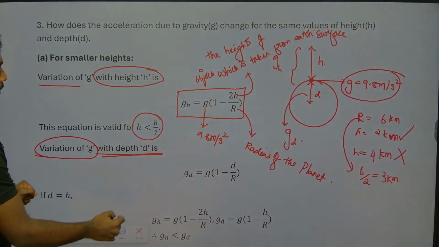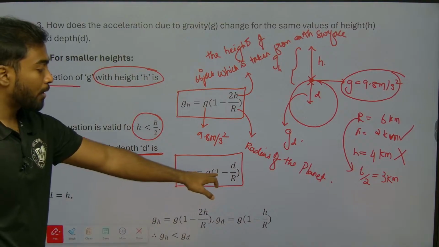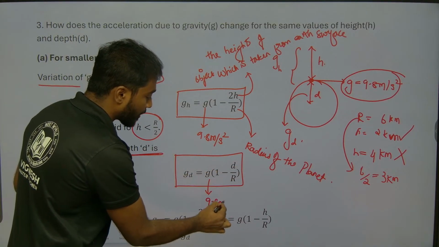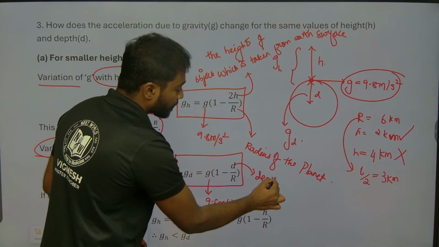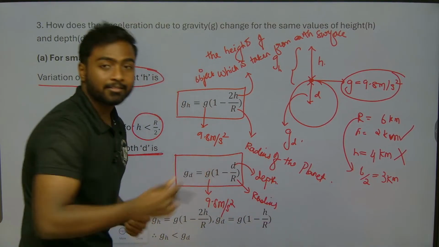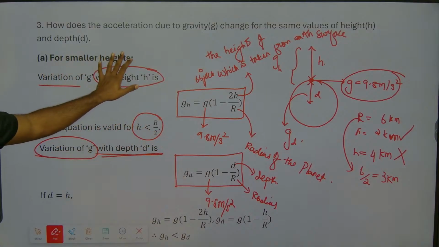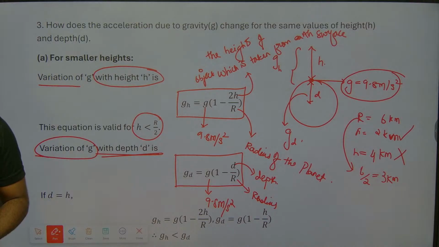Now variation of g with depth d. Gravity at depth d will be nothing but g into 1 minus d by r, where this g is nothing but 9.8 meter per second square only, and d is nothing but the depth, and r is the radius. Okay, this is about the first point, smaller height and smaller depth, okay. Yes, you can take a note of this. We can go for the next point.